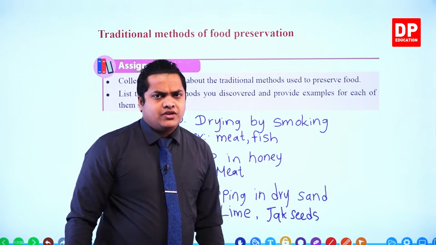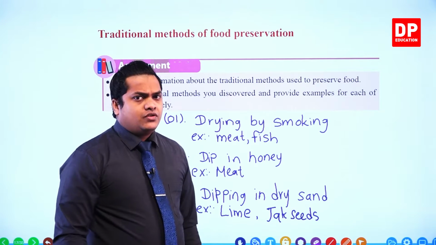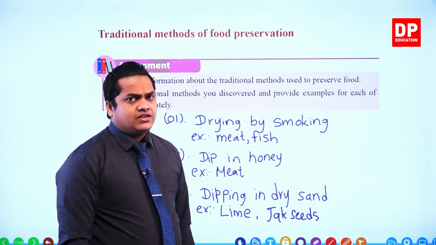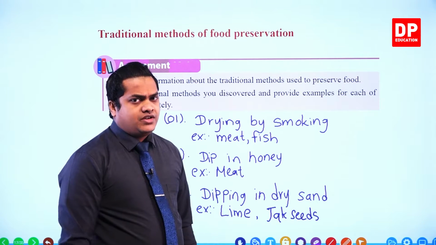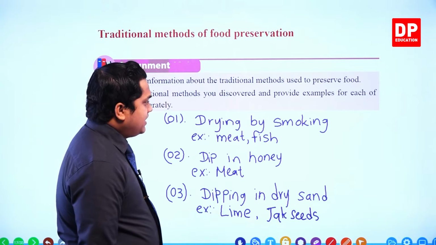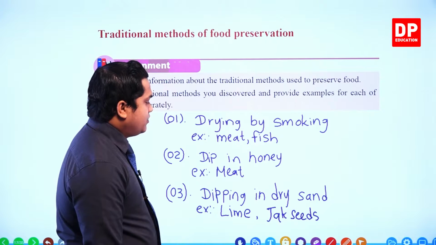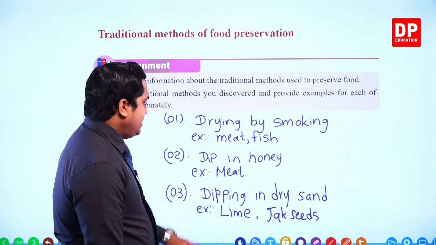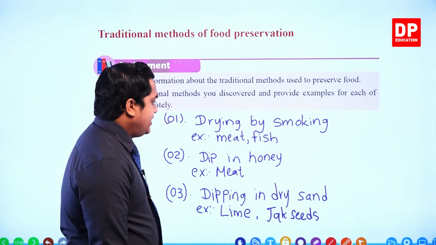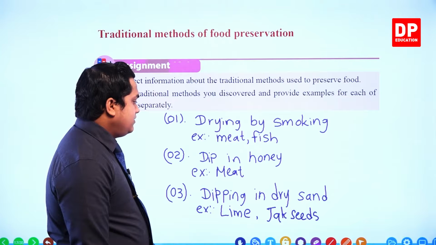So I have mentioned 3 of the methods. You follow the lesson once more and you can find even more details. As a support, I have mentioned 3 here. So what are these 3? Drying by smoking. We can dry meat and fish by adding smoke. Then the next one, dip in honey. We can dip meat in honey.